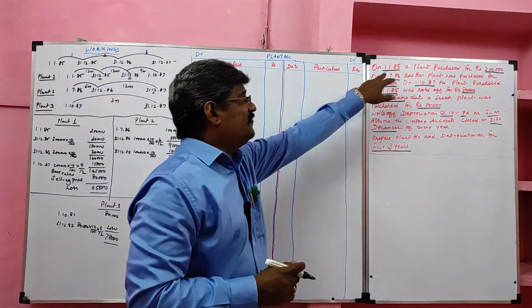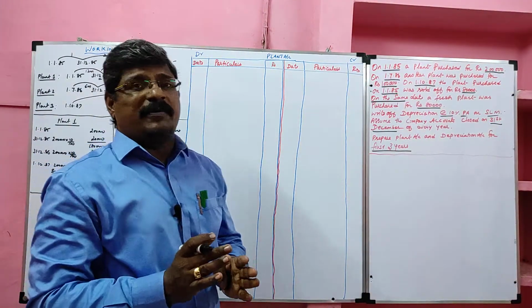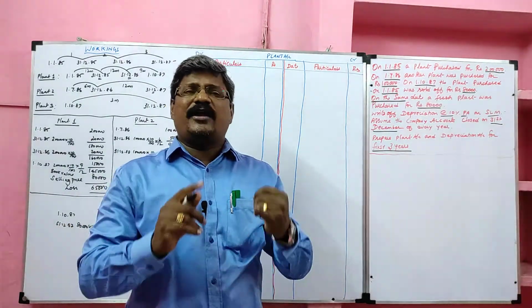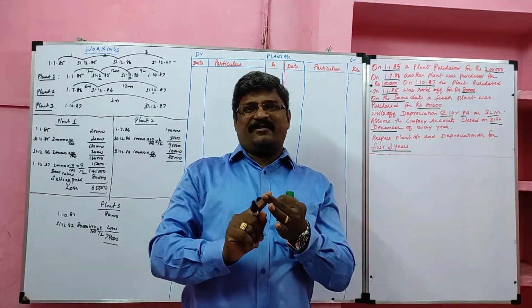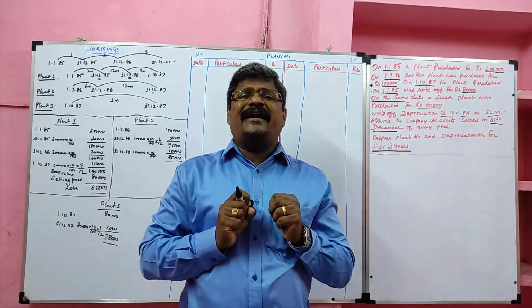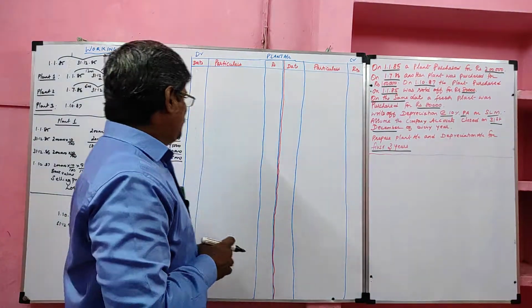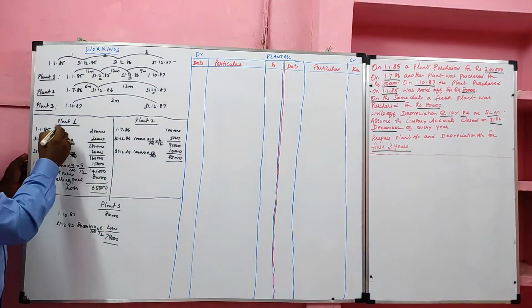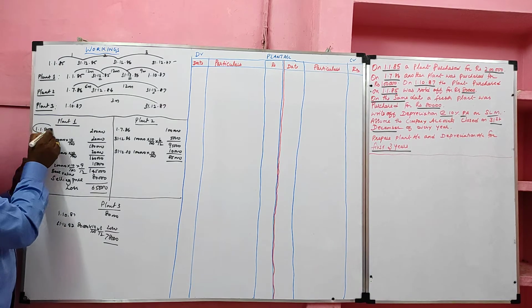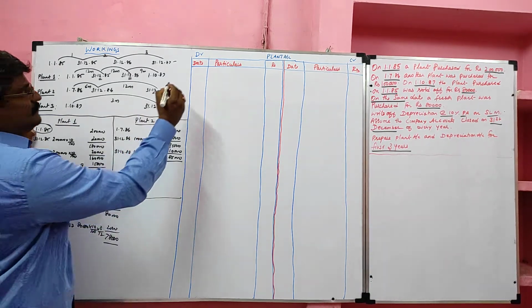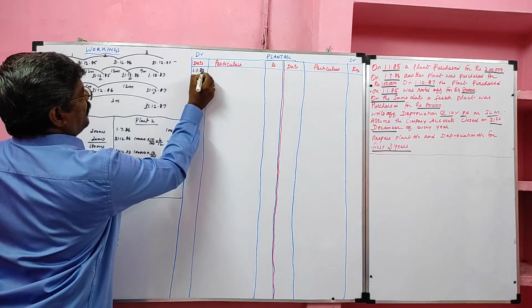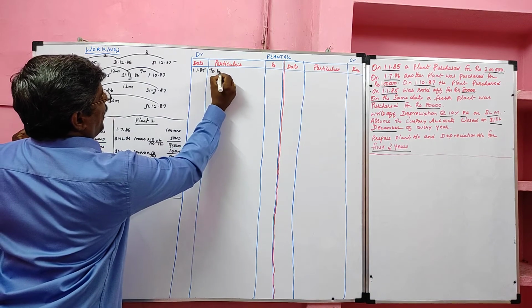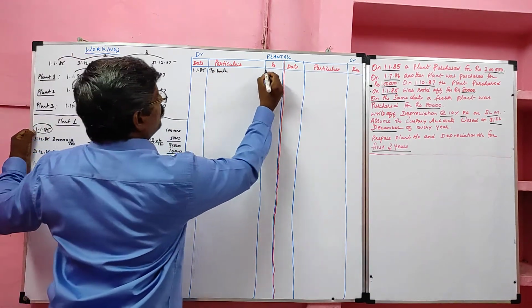They purchased on 1st January 1985. We have to prepare accounts for 3 years, so 85, 86, 87. Now we'll take the items relating to 1985. Plant 1: on 1/1/85 plant purchased, so to bank, value 2 lakh.